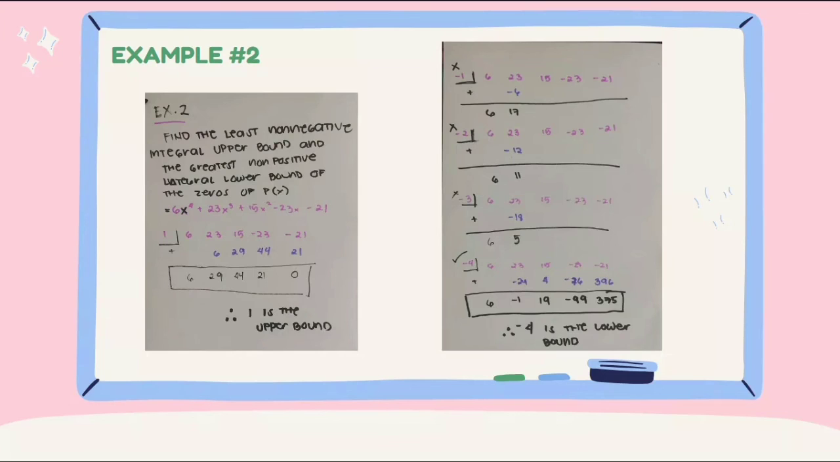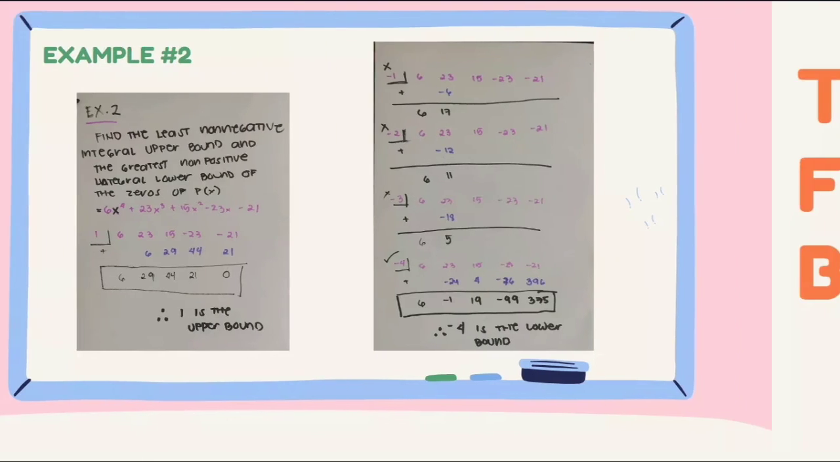So as you can see, all the sums are in alternating signs. Positive, negative, positive, negative, positive. +6, -1, +19, -99, +375. So therefore, -4 is the lower bound.